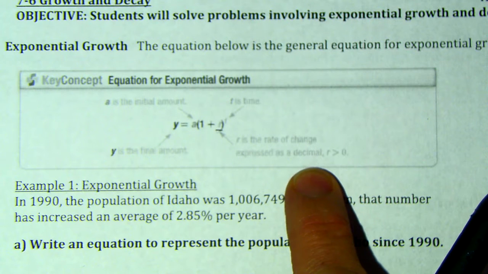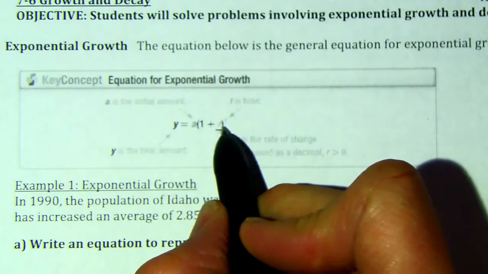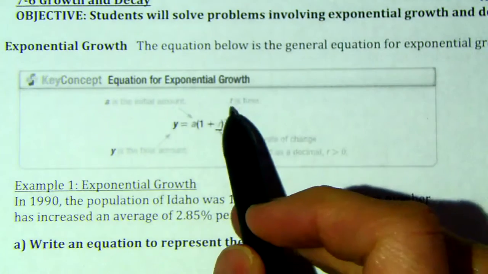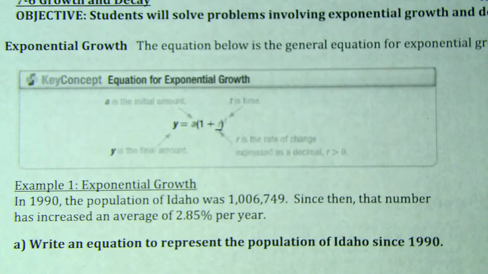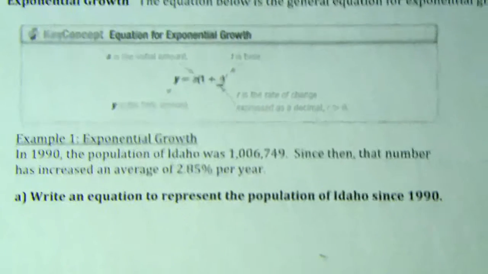So changing percents to decimals is something you're going to have to do on a regular basis, okay? And then the last one, you're raising that to a power of t, whichever is time. So depending on the equation, your time might be days, your time might be years, your time might be increments of 20 minutes. You remember how we did that one? Okay, so here's the first example.